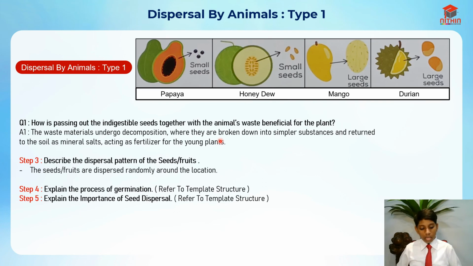Okay, and since I went through this question, now let's take a look at step 3. So describe the dispersal pattern of the seeds or fruits. So the dispersal pattern is basically they are dispersed randomly around the location. Okay, and like I said, step 4 and 5 just refer to this template structure. And let's move on to type 2 of the dispersal by animals.